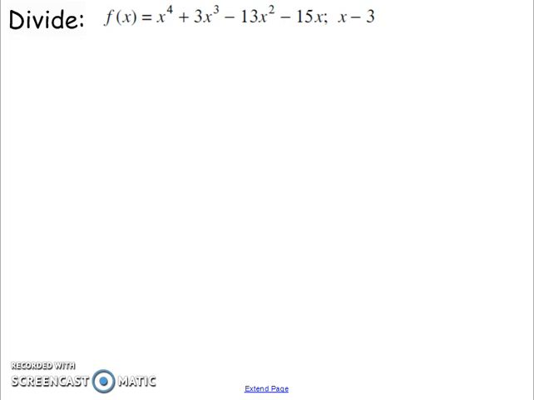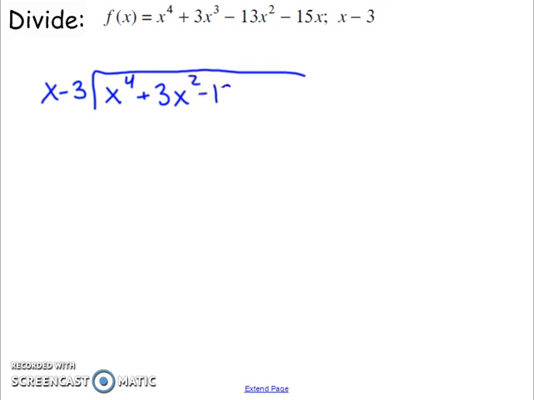Okay, so here we have another example. So x minus 3 is going to go on the outside. x to the 4th plus 3x cubed minus 13x squared minus 15x. So we have x and we want x to the 4th, so we need an x cubed. We're going to multiply x cubed times x to get x to the 4th. x cubed times negative 3 is going to give us negative 3x cubed.